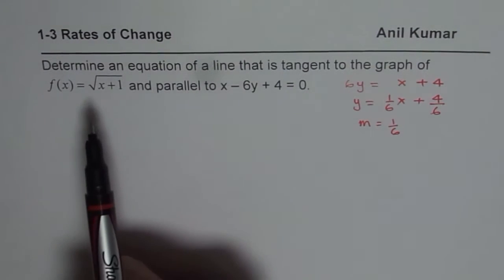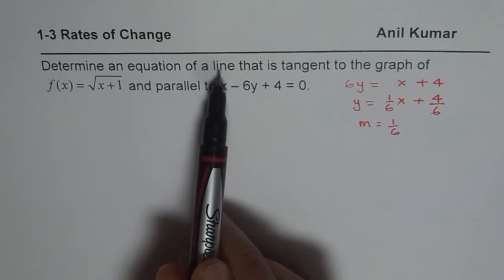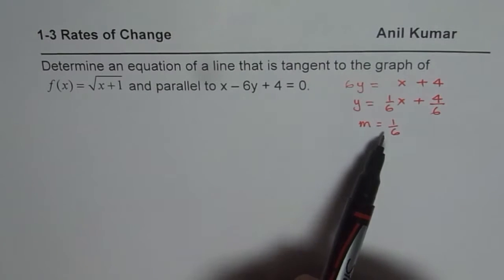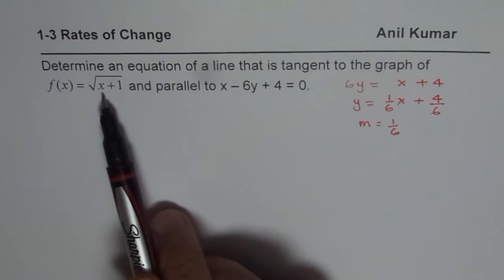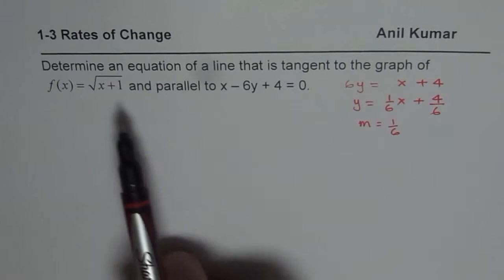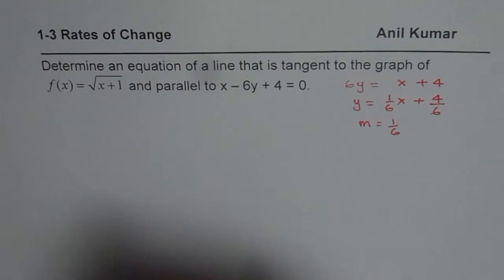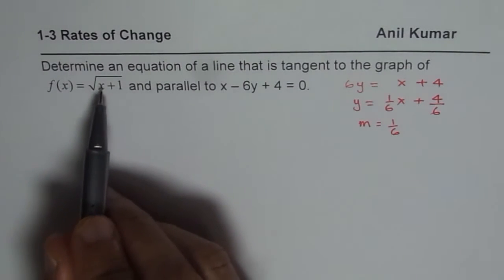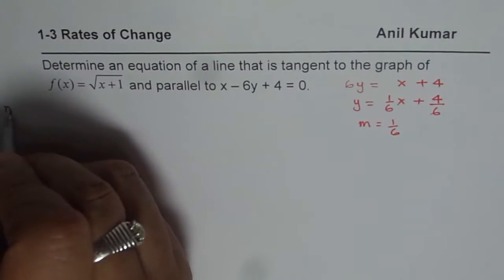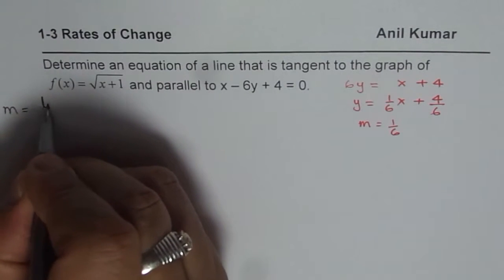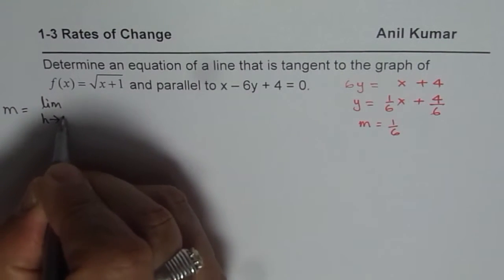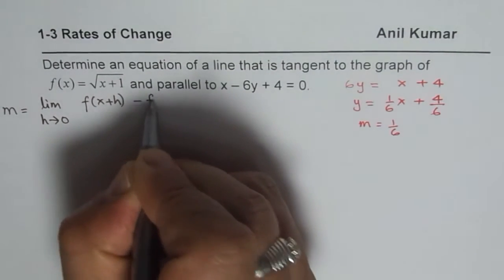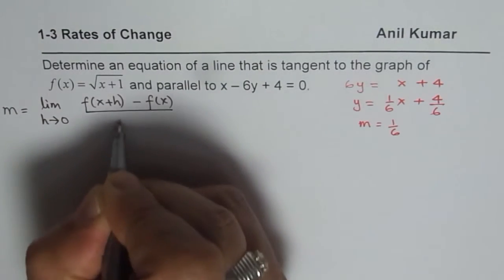Now let's read the question once again. Determine an equation of a line that is tangent to the given graph and is parallel to this line. So the slope of the tangent should be 1 over 6. Now let us find a general slope, and then equate the slope to 1 over 6 to find the point on the graph. So the slope m equals the limit as h approaches 0 of f of x plus h minus f of x over h.